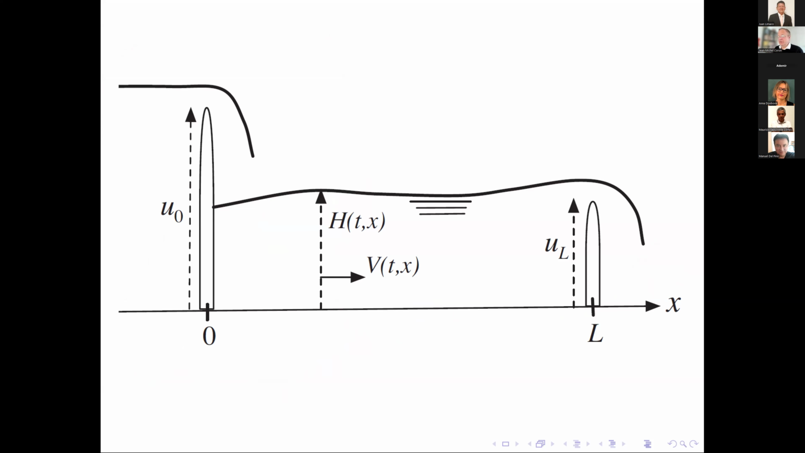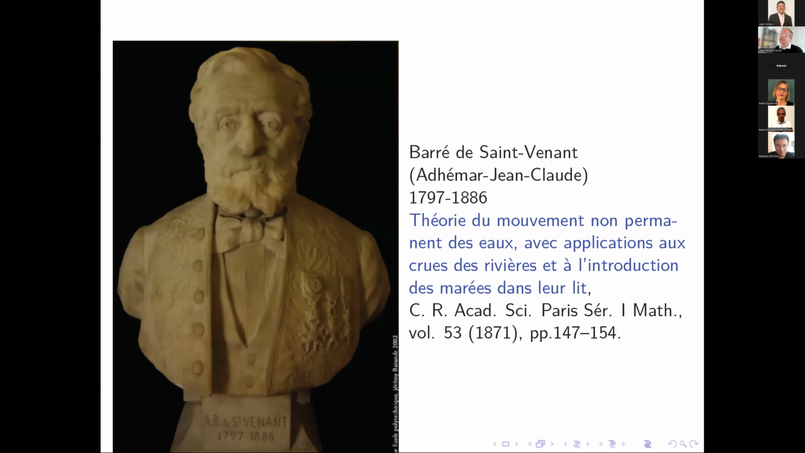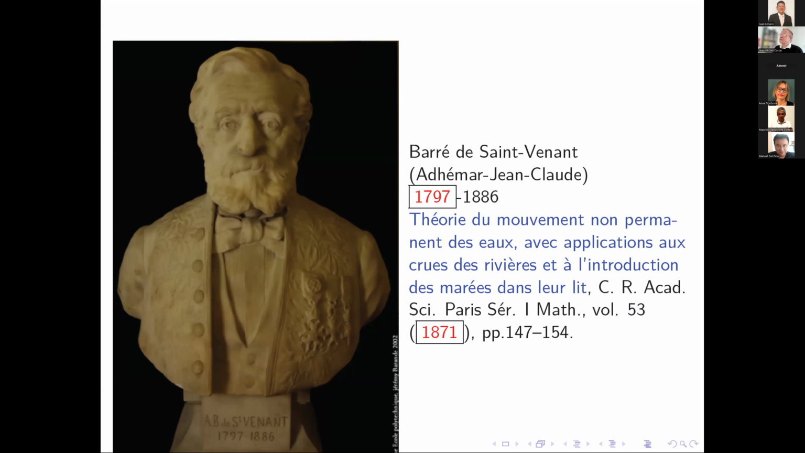This is a modelization which is due to Saint-Venant. Saint-Venant is here, on the left. And the paper is Théorie du mouvement non permanent des eaux avec application aux crues des rivières et à l'introduction des marées dans leur lit. What is important is that he found this model, the PDE that we are going to see, when he was 74, which is, I think, very encouraging for many of us.